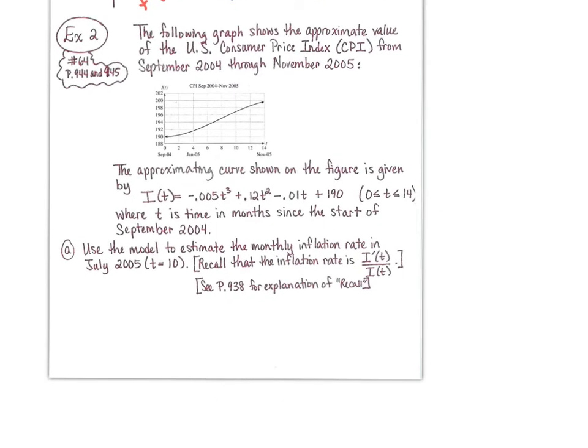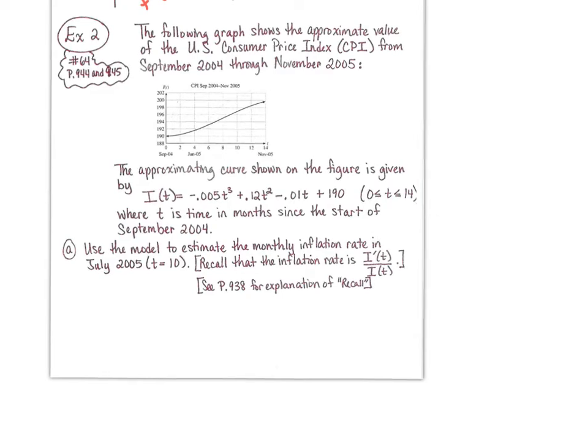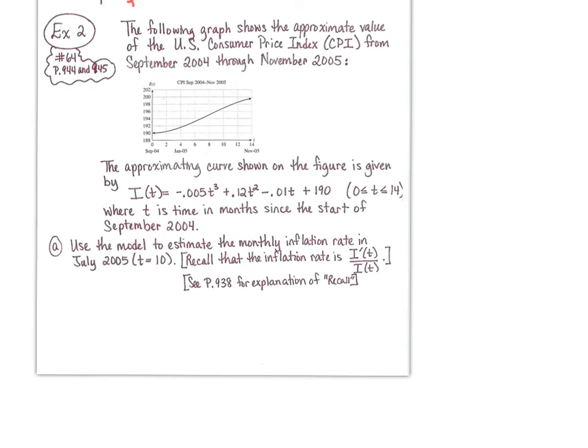Okay? So now we want to use the model to estimate the monthly inflation rate in July 2005, which means t equals 10. Let's write down, we need to know I prime of t. Notice that the inflation rate is given by I prime of t over I of t. So that means we need to find the derivative. Take a minute, pause the video, and write down the derivative so that when I write what I'm writing, it will make sense to you. Find the derivative of I of t, so find I prime of t.